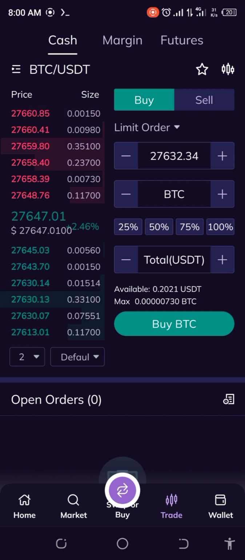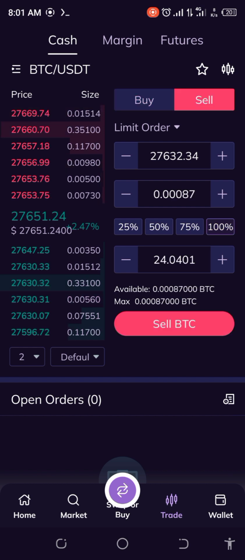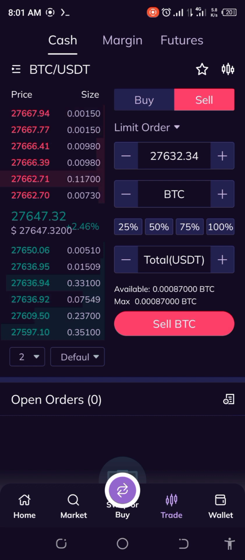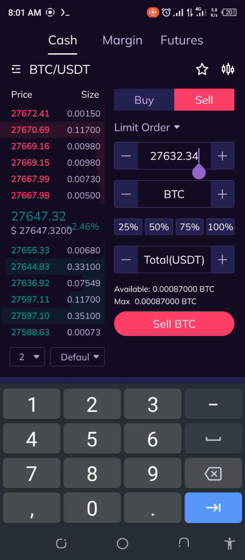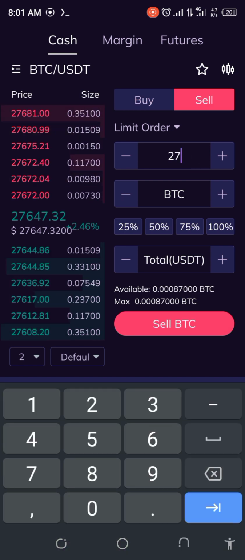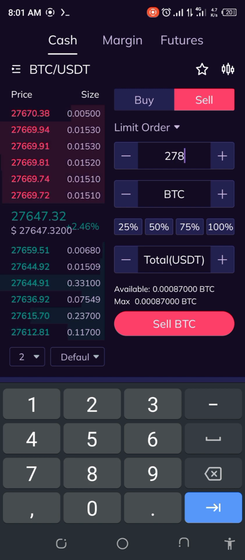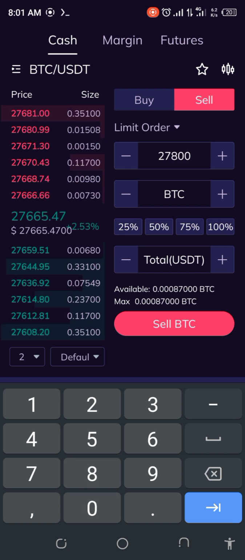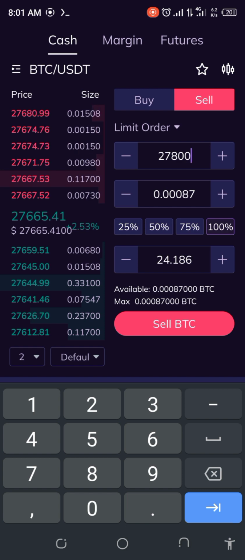If I want to sell now, and I put sell here, you can see I have 2404, which is not bad, but I want to get more. What I started out with was 2405. So I want to do this as a sell limit. Let's put 27,800. Will it get there? Let's try and see. Let me put it in. I should be able to make 18 cents. Let's do the sell limit.